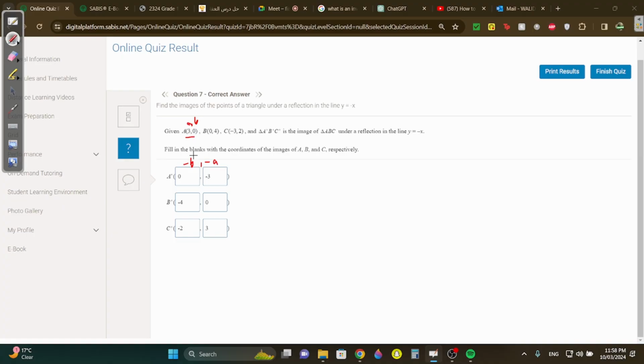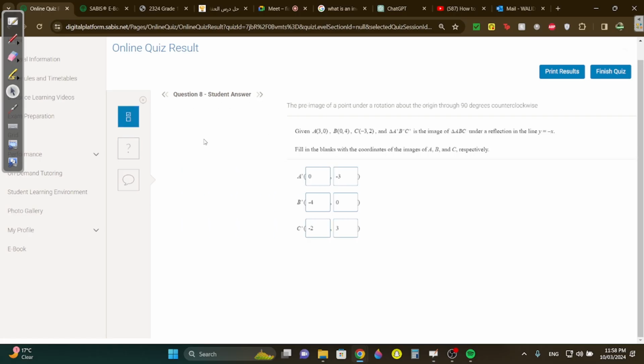3 comma 0 will become 0 comma negative 3. 0 comma 4 will become negative 4 comma 0. And negative 3 comma 2 will become negative 2 comma 3. Very simple.